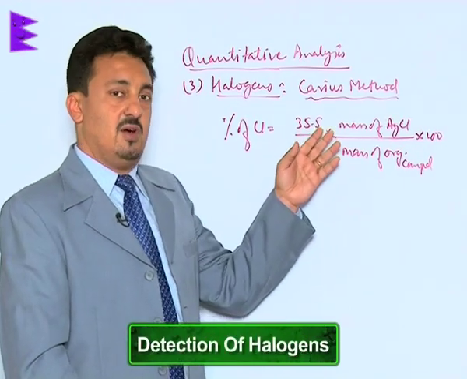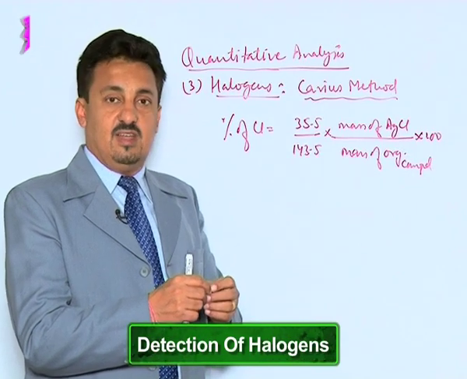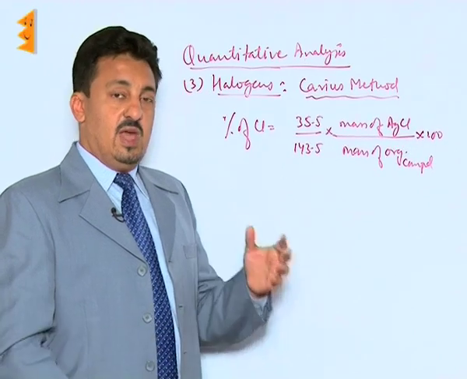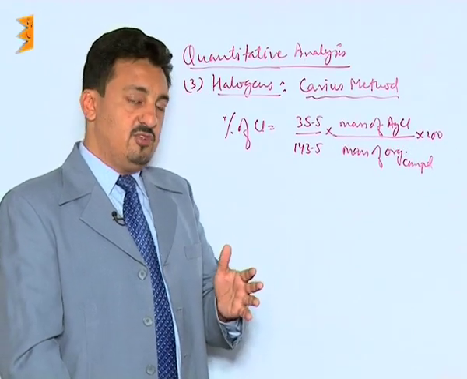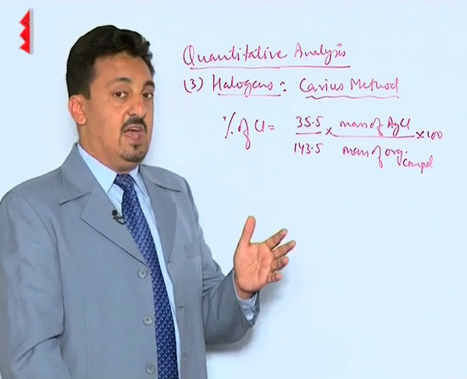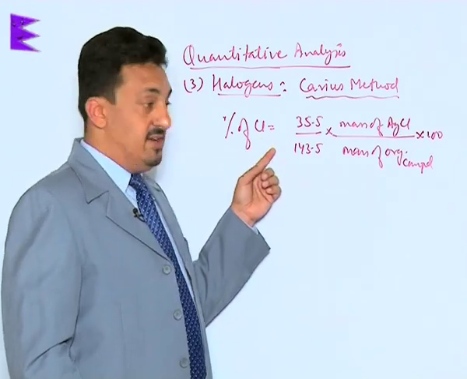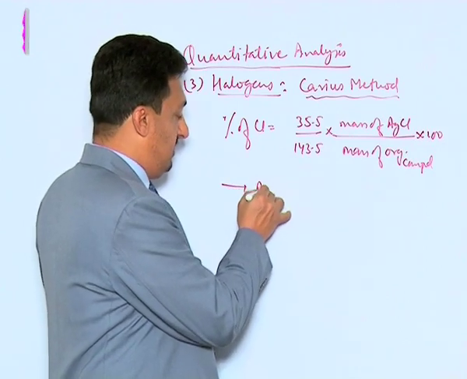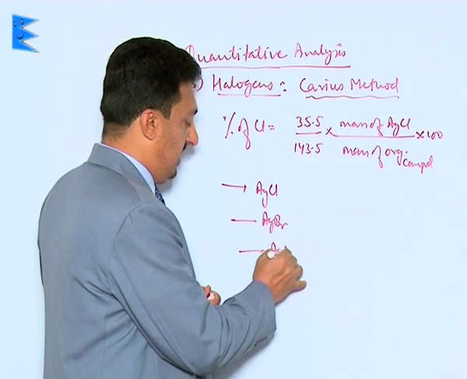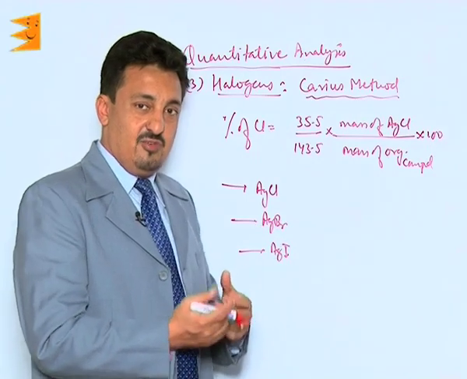It's done by a method called Carius method, in which the halogen is taken along with the fuming nitric acid and silver nitrate and heated in a closed glass tube which is called Carius tube. What happens is the whole of the carbon and hydrogen gets oxidized to CO2 and H2O by fuming nitric acid, and which is being separated out. And the halogens which are there in the compound react with the silver nitrate, and they get precipitated out either in the form of AgCl, or in the form of AgBr, or in the form of AgI.